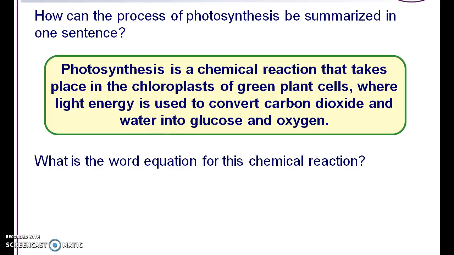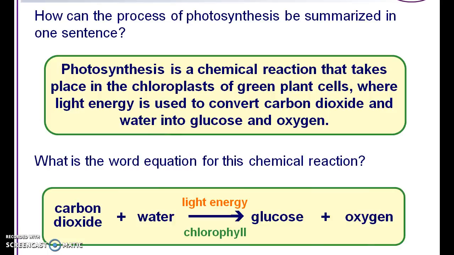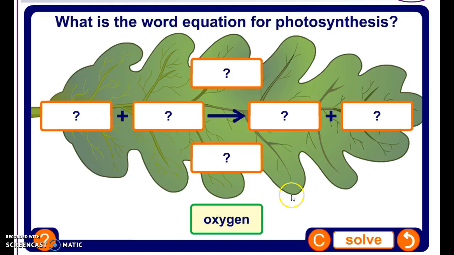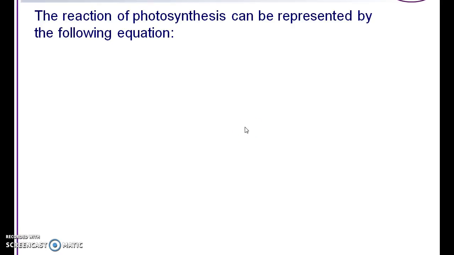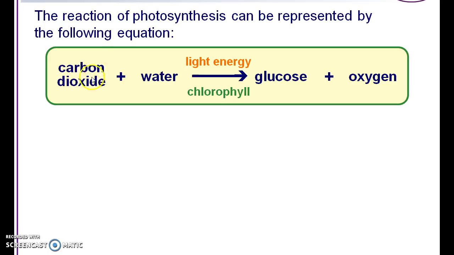What is the word equation for this chemical reaction? Carbon dioxide plus water, in the presence of light and chlorophyll, the plant can synthesize glucose plus oxygen. What is the word equation of photosynthesis? This is the leaf. Symbol equation of photosynthesis. The reaction of photosynthesis can be represented by the following equation. Carbon dioxide plus water, in the presence of light and chlorophyll, the plant can synthesize glucose and oxygen.